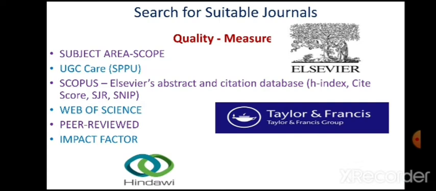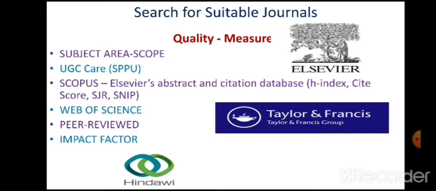Then another type of database is Web of Science. Web of Science also gives authentication. Web of Science also publishes a list of journals. So if a journal is listed in Web of Science, then that journal is of good quality.